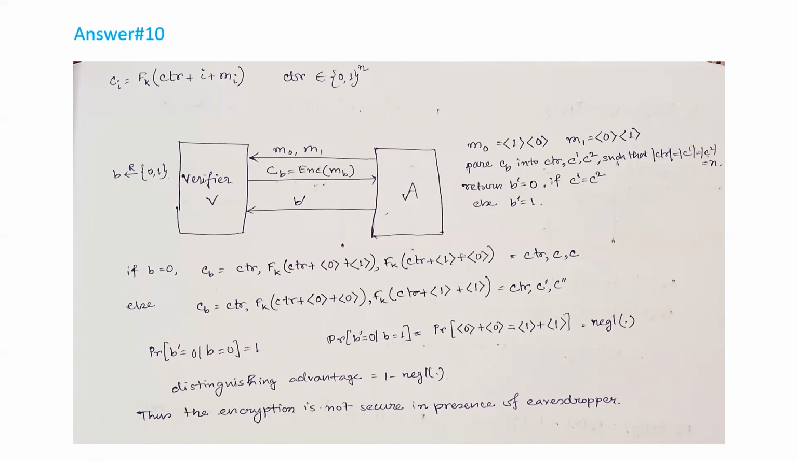And that will happen with non-negligible distinguishing probability, because if b is 0, then b' will obviously be 0, which is probability 1. If b is 1, so M1 is getting encrypted, then the probability that A wrongly thinks that it is seeing an encryption of M0 will be negligible, because for that these two values have to be the same: encoding of 0 plus encoding of 0 should be equal to encoding of 1 plus encoding of 1. That depends on the encoding scheme, and that probability is anyway going to be negligible. So the distinguishing advantage for A between the ciphertext of M0 and the ciphertext of M1 is non-negligible. So such an encryption scheme is not secure in the presence of an eavesdropper.